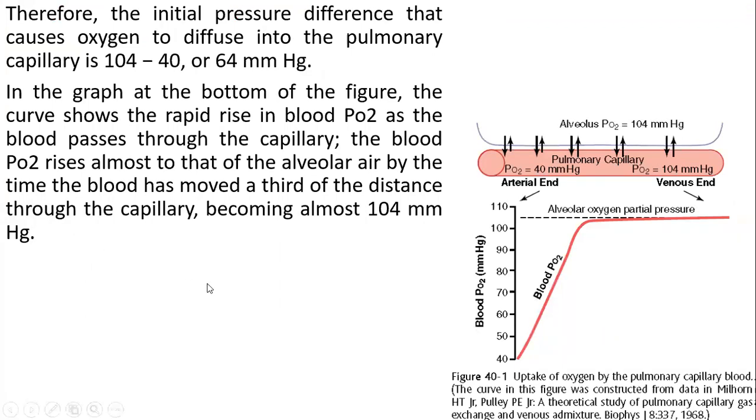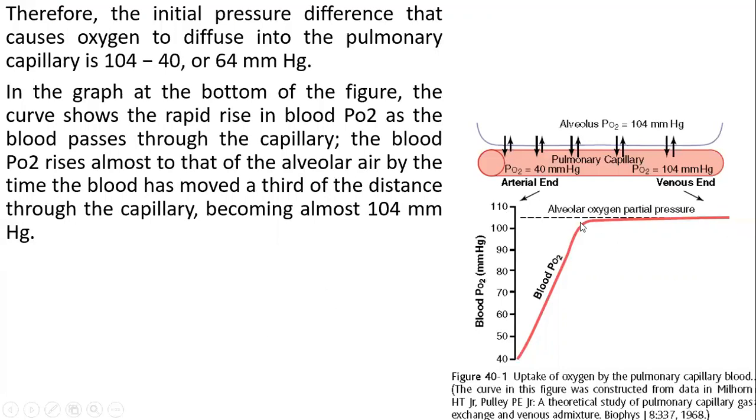In the graph at the bottom of the figure, curves show the rapid rise in the blood PO2 as the blood passes through the capillary. The blood PO2 rises almost to that of the alveolar air by the time the blood has moved a third of the distance through the capillary, becoming almost 104 millimeter.